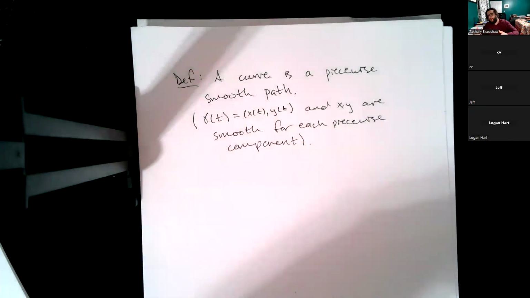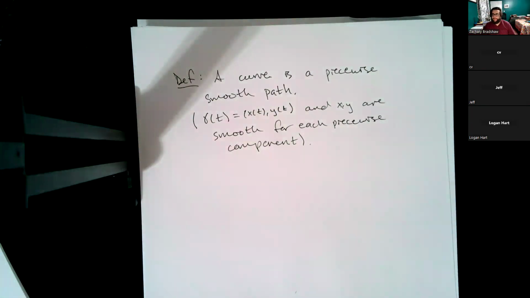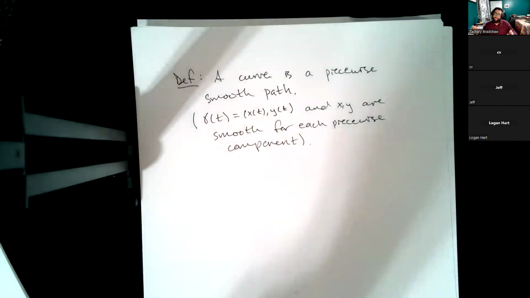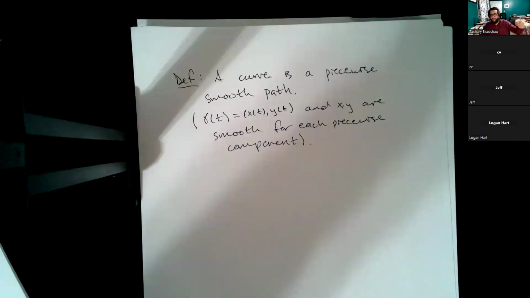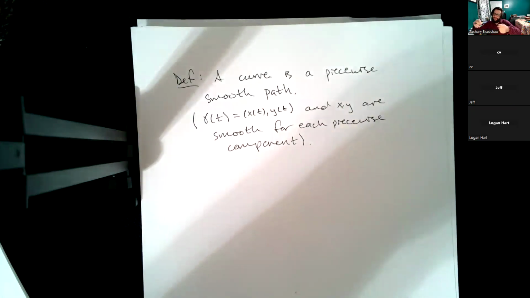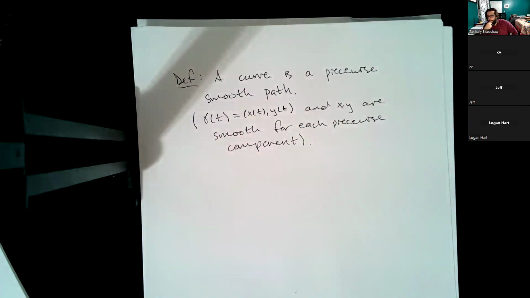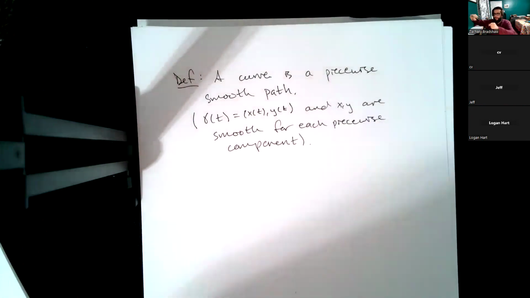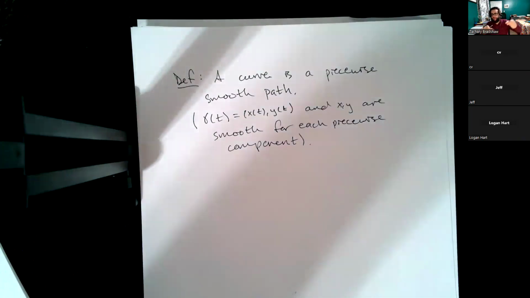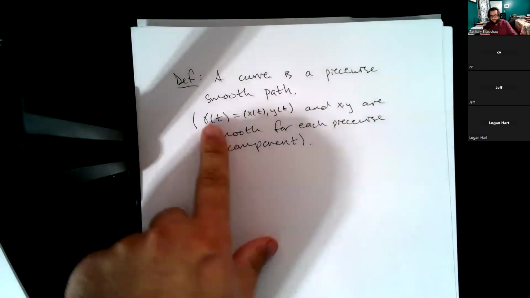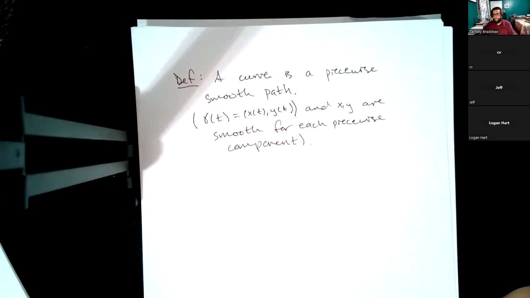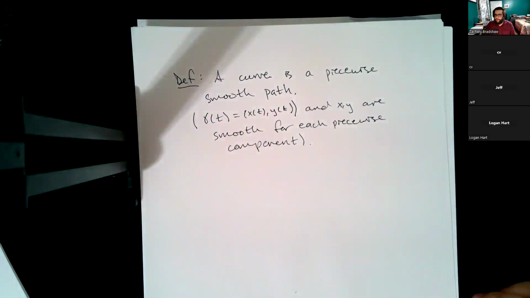So, if we have a path from A to B, and a path from B to C, we can compose them to get a piecewise path from A to B and then B to C. It's still a path. And if we do this repeatedly, we get a path with piecewise components. And what we want is that for each of these components, we can write the path as x of t, y of t, two components, and we want those component functions to be smooth.